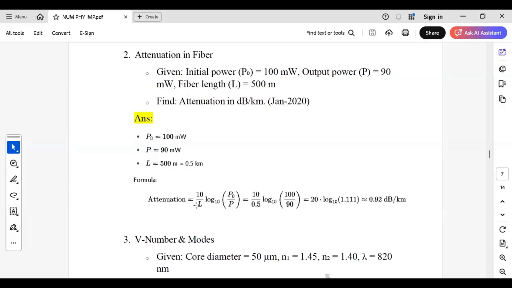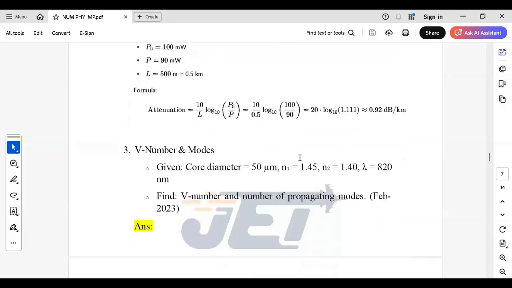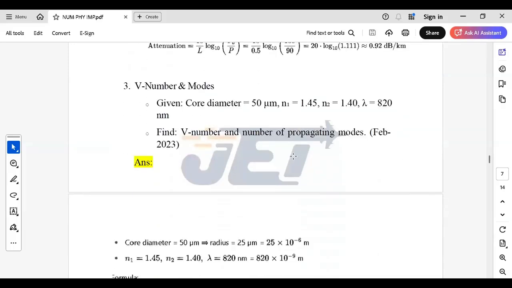So this is the formula. If you guys don't know, just memorize the formula. Okay, it will be really helpful, right? Okay, guys, moving on to the next question.